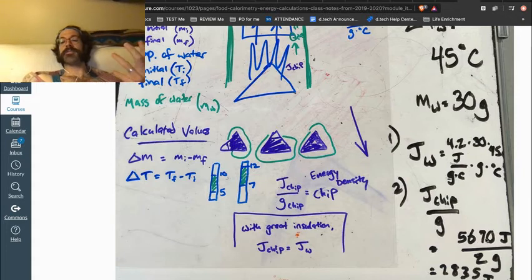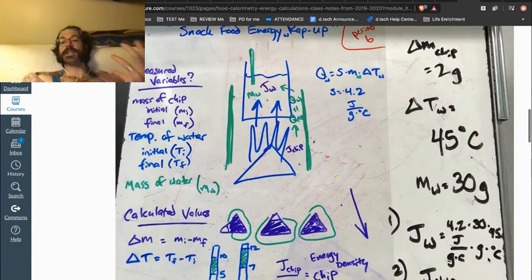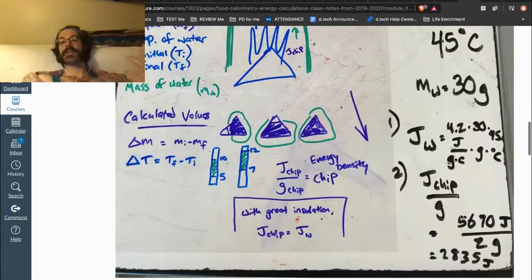And so then we take that value and divide it by the mass of the chip, which in this case was 2 grams. This tells us that the energy density of our chip is 2,835 joules per gram of chip. But this assumes that there was no heat loss.